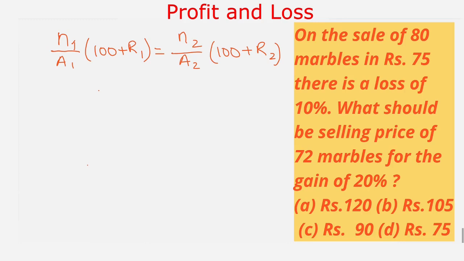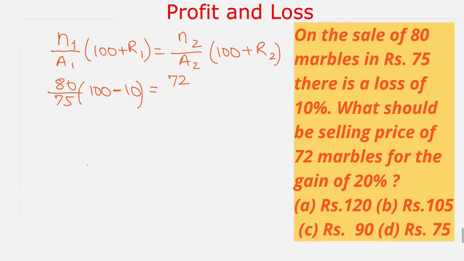Here we put the values as per this question. Here N1 is given to us is 80 marbles. Number of articles is 80 marbles. So we write it 80 and it was sold in amount rupees 75 into 100. Here R1 is 10% loss. As it is loss, we will put it as minus. So this is 100 minus 10 equal to N2, which is given to us as 72 marbles.